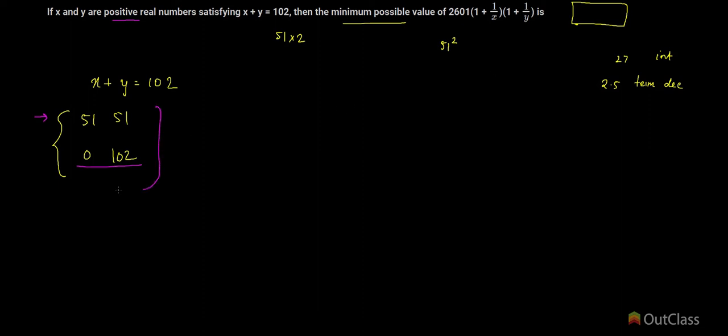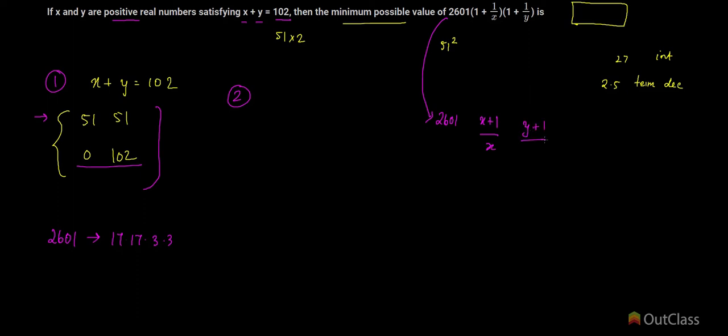If you're not confident enough to do this, another way of thinking about it is 2601. Let's look at the prime factorization of 2601. This is where the integer terminating thing comes into play as well. 51 square means it's 17 square into 3 square. Now you want to split up 102 into two numbers x and y, which add up to 102 obviously, such that this expression is a constant number into x plus 1 by x into y plus 1 by y.